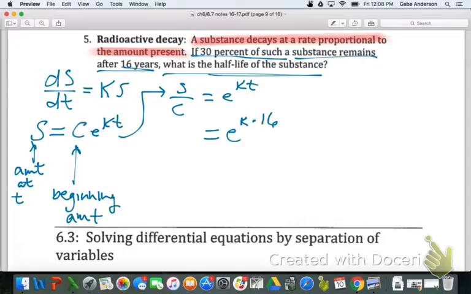At this point, can you tell me what the left side would be? Yes. It would be 30 over 100. 0.3, 30%, 30 over 100. Yes, it would, because what this says is that after 16 years, 30% remains. So if S is the amount that you have still remaining, and C is what you had to begin with, S over C would have to be 30% at this point in time, right?